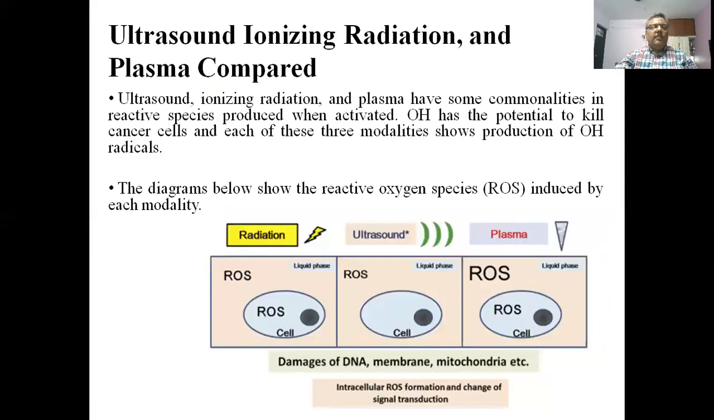How do ultrasound, ionizing radiation, and plasma compare? The ultrasound, ionizing radiation, and plasma have some commonalities. Reactive species are produced when activated. OH has the potential to kill cancer cells, and each of the three modalities shows production of radicals. The diagrams below show the reactive oxygen species induced by each modality. The first is the radiation, the second is the ultrasound, and the third one is the plasma.